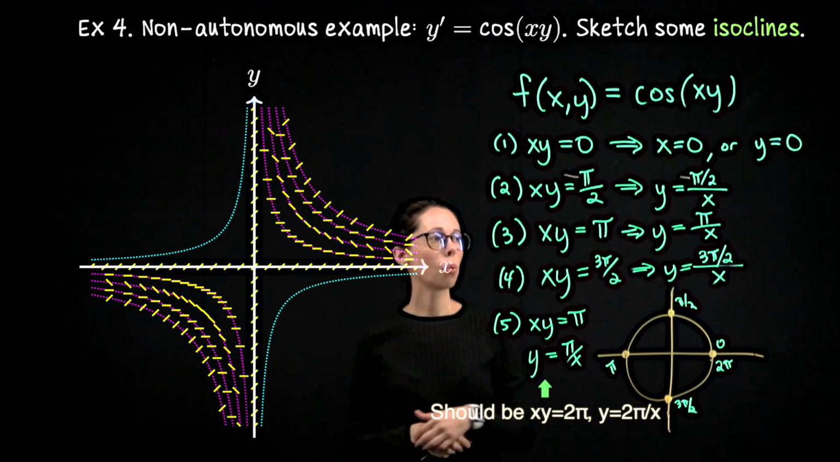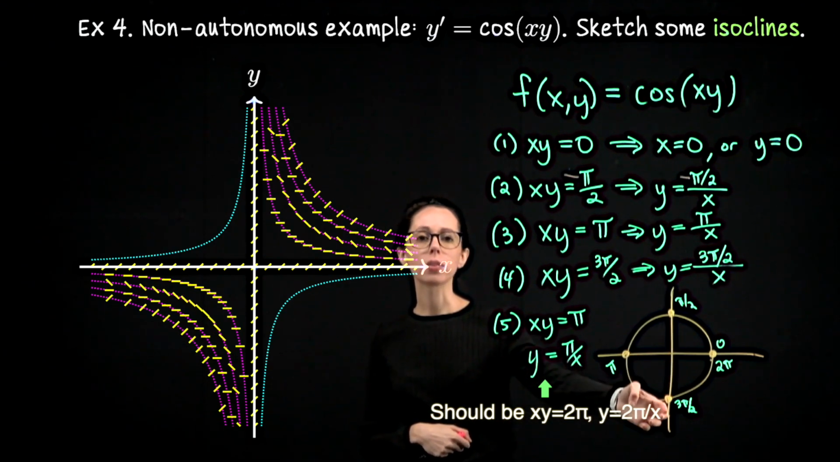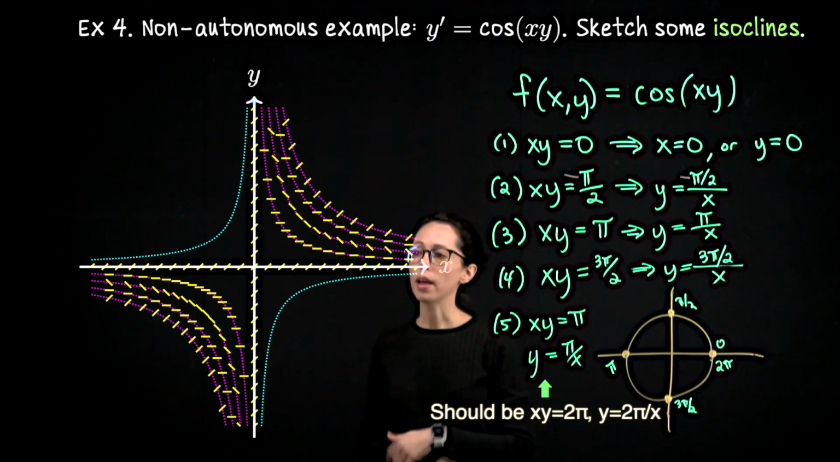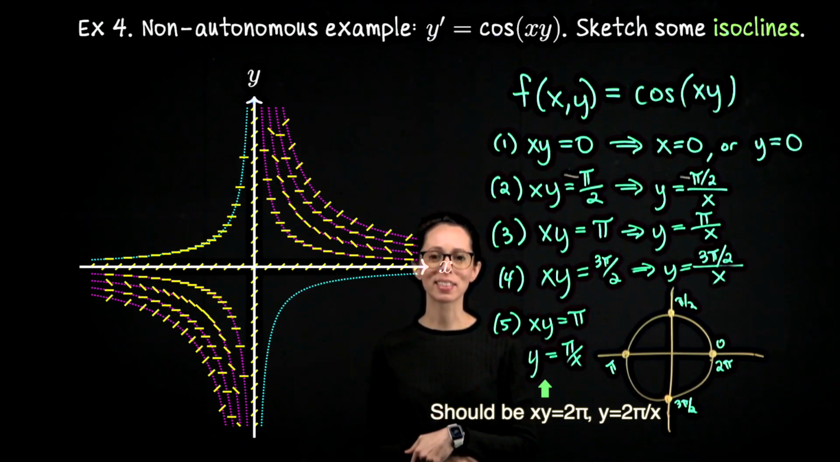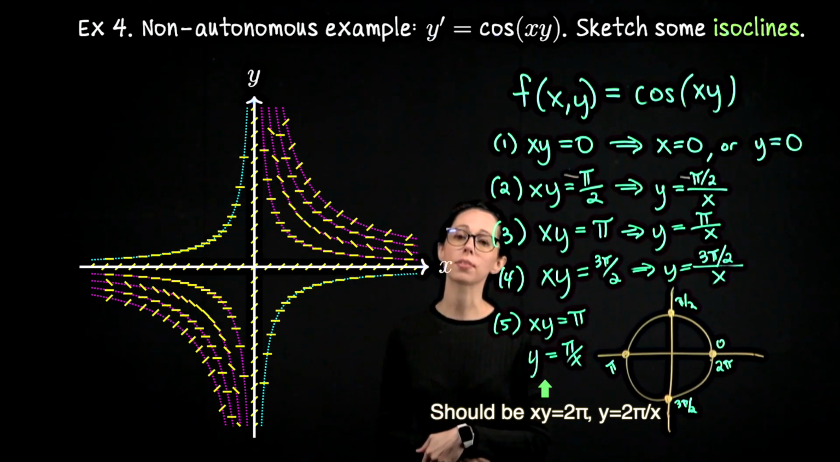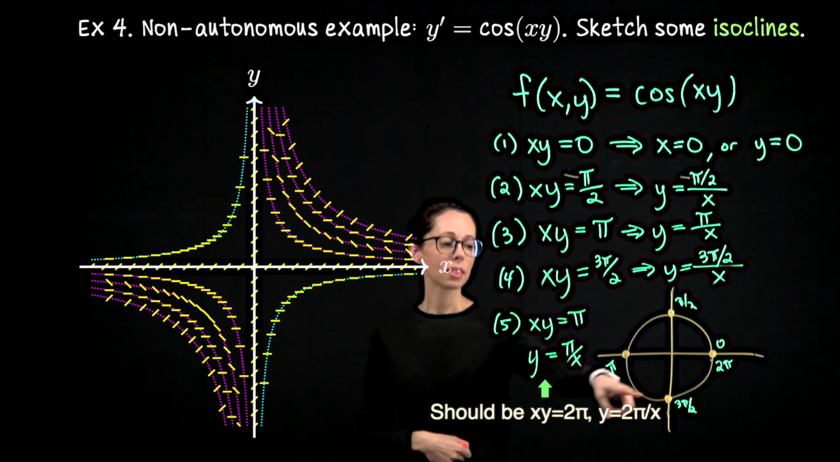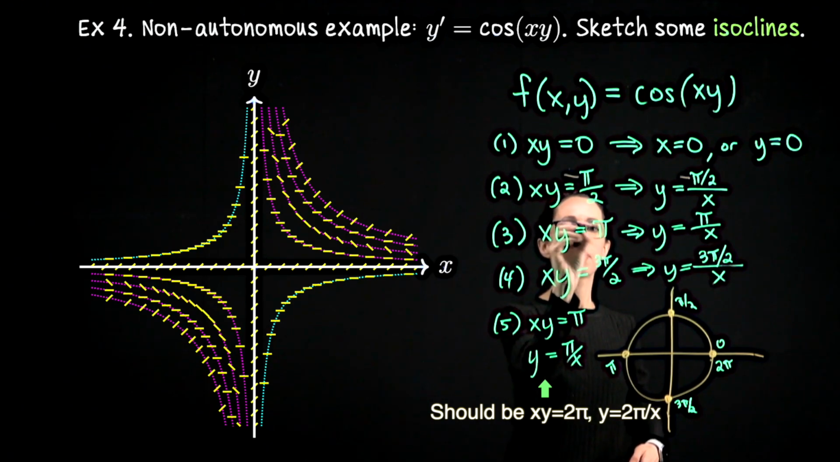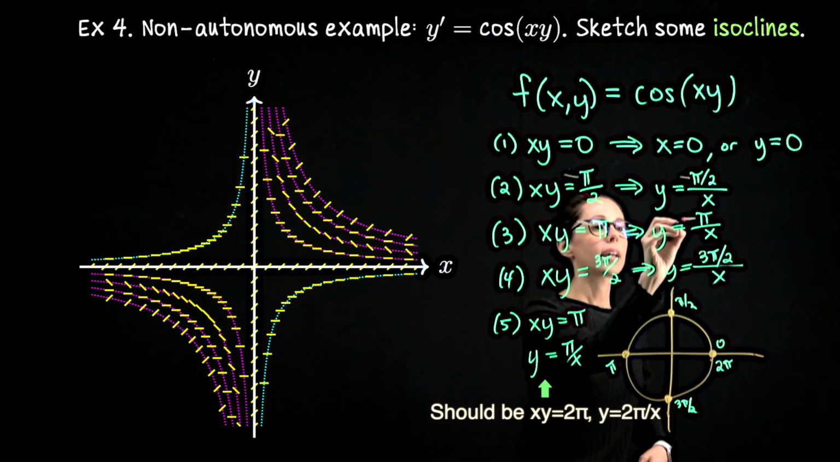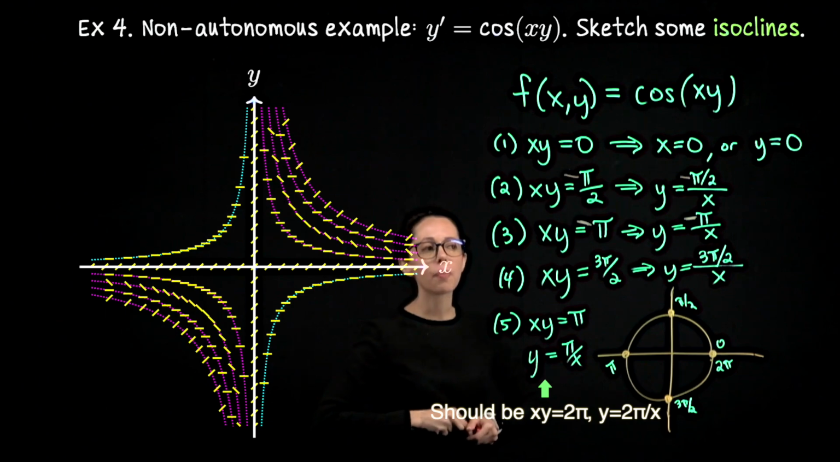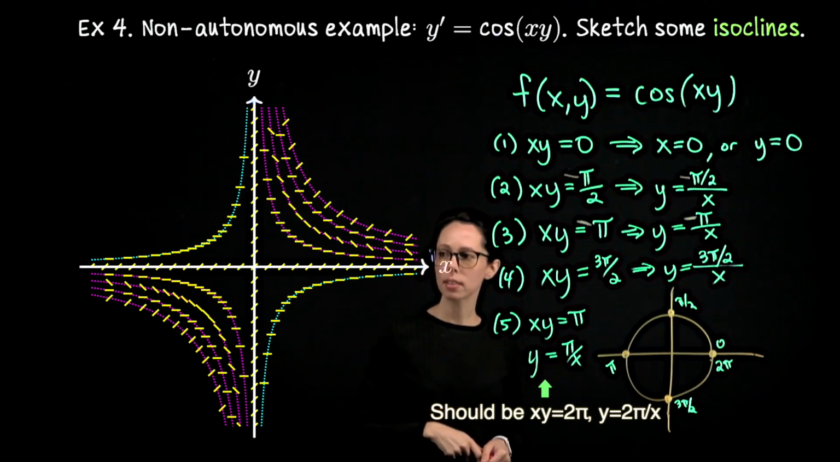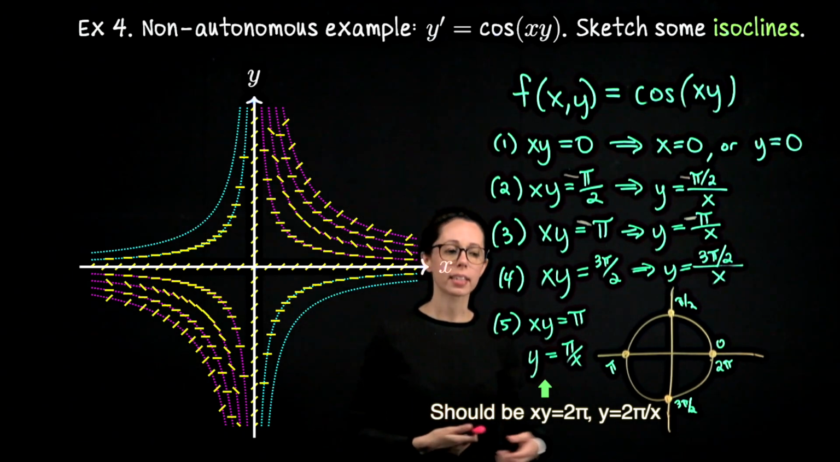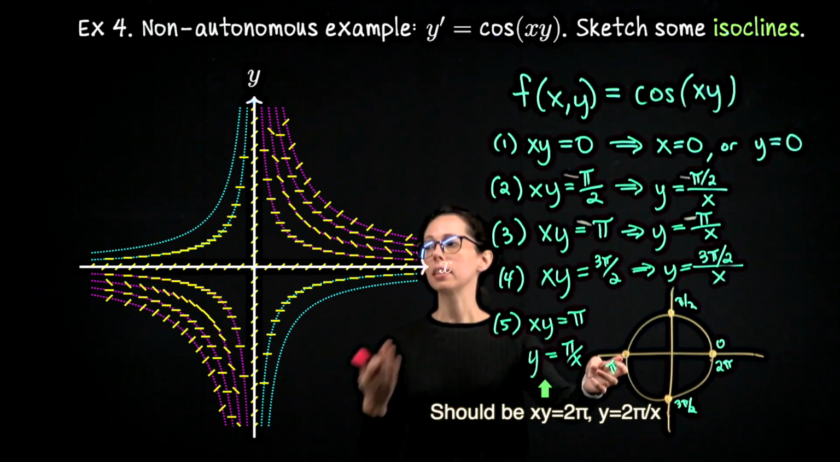And along y equals negative pi over 2 divided by x, we're at a place where the cosine function is 0. So on this new pair of isoclines, I'm going to draw a bunch of little line segments which have slope 0. Let's rotate around now to pi. If x times y is negative pi, then we're looking at y equals negative pi over x in the second and fourth quadrants. And on these isoclines, the cosine value is negative 1.